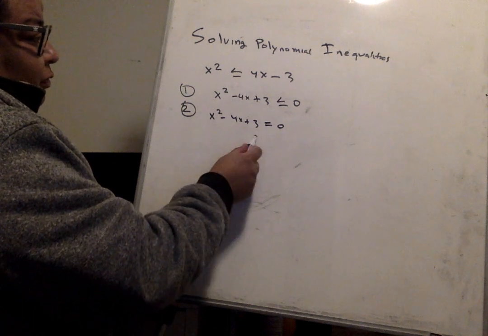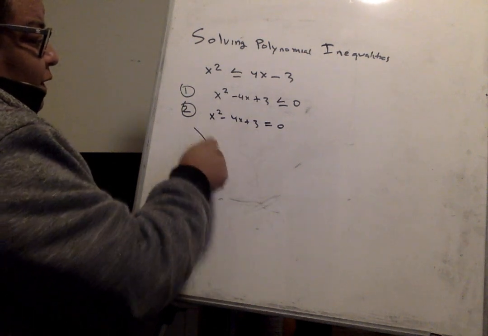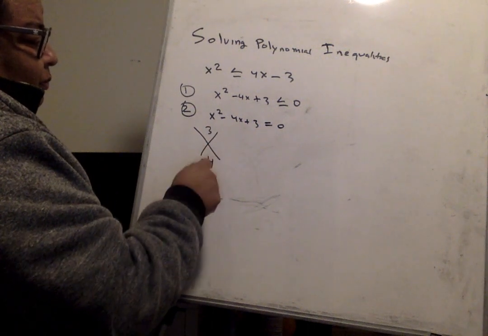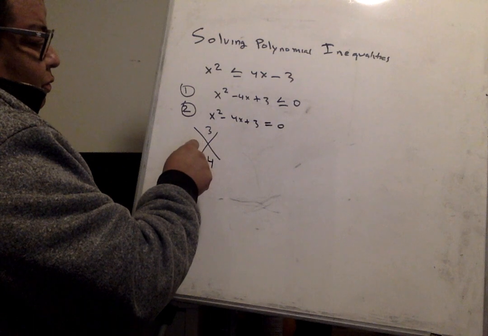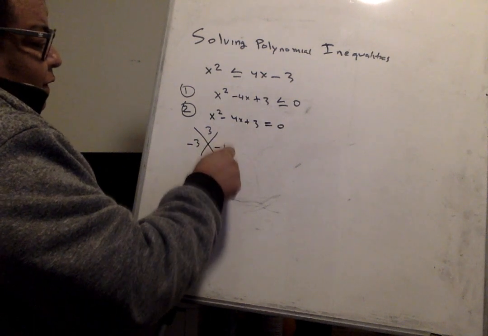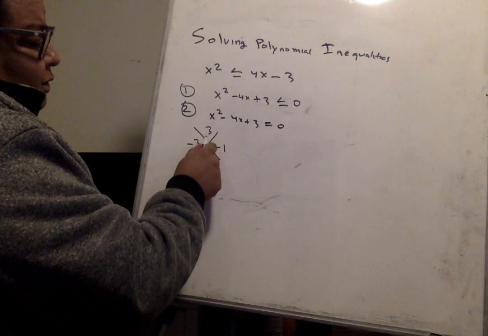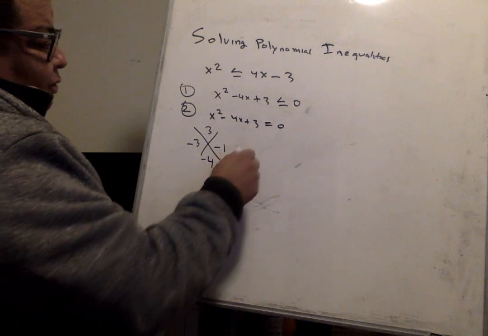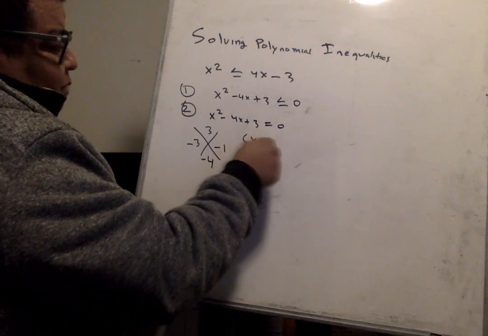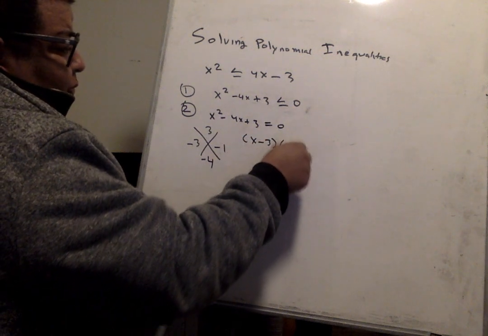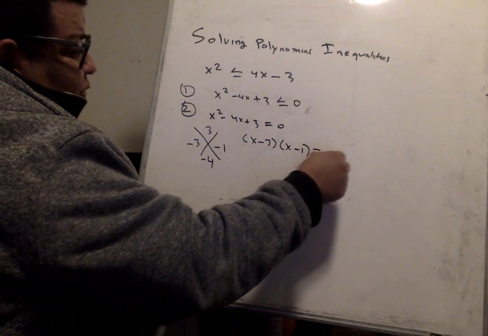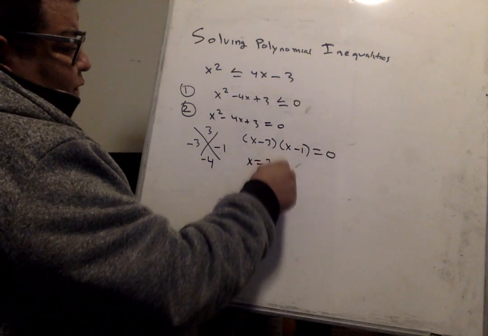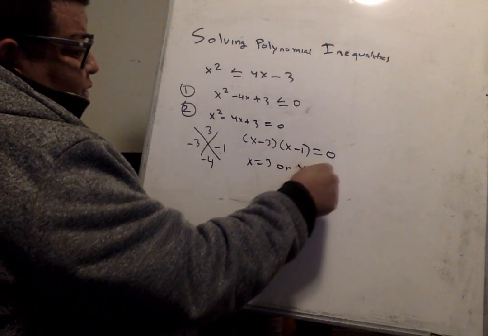So here, how do we solve for x? I can use the x method. So 3 goes on top, minus 4 goes on bottom. Then we do negative 3, negative 1, because negative 3 times negative 1 is 3, and negative 3 plus negative 1 is negative 4. So this whole thing becomes x minus 3 times x minus 1 equals 0. And then of course x has to equal 3 or x equals 1.